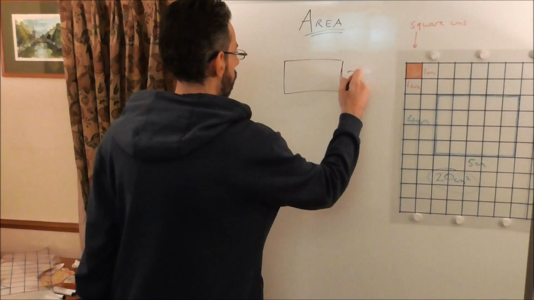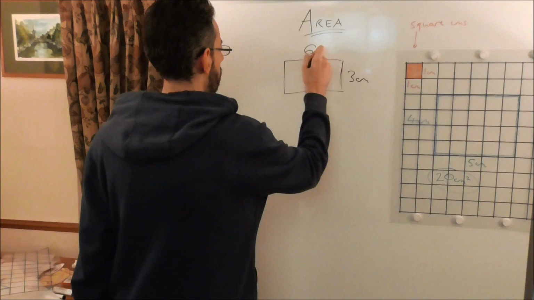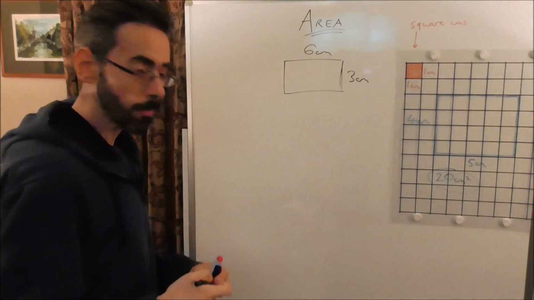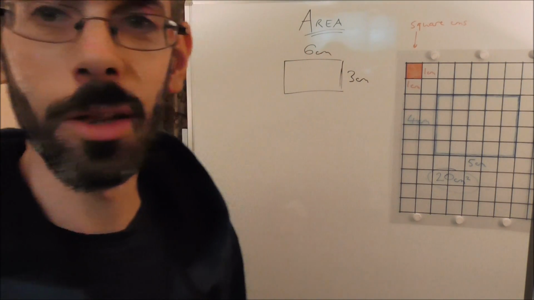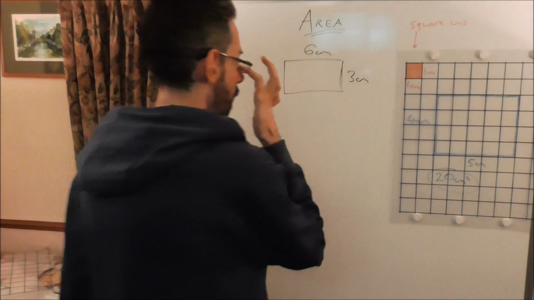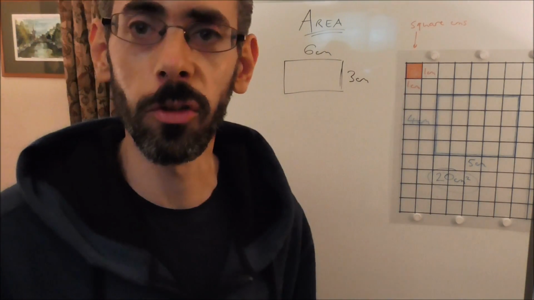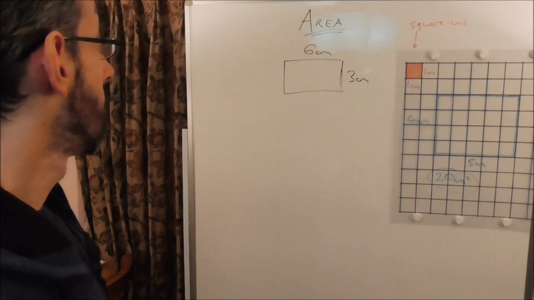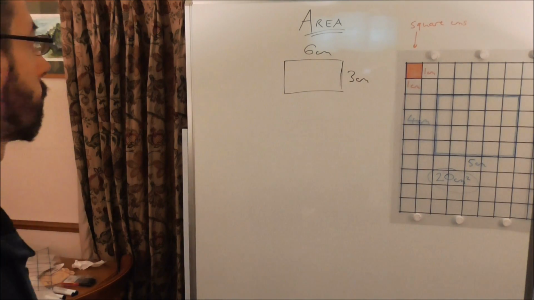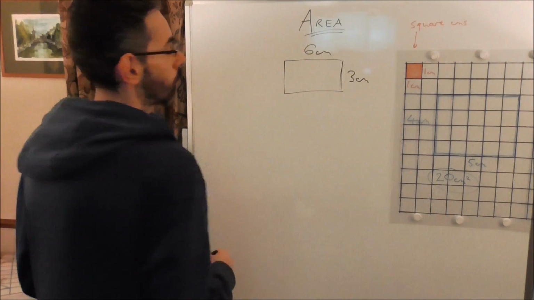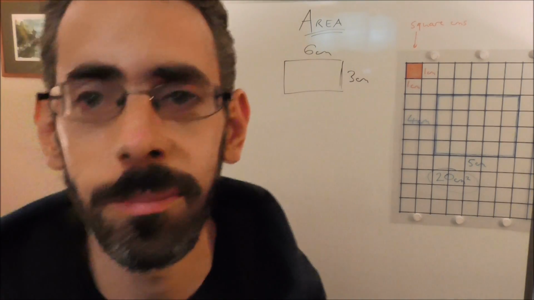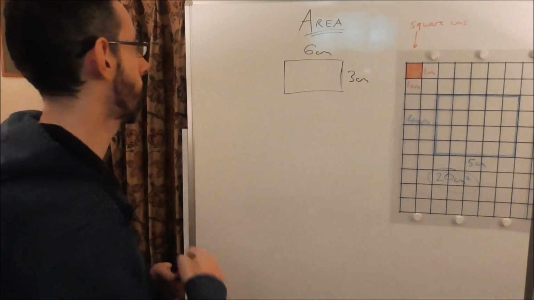So let's say this side is 3 centimetres and this side is 6 centimetres. So what's the area of this rectangle? In other words, if it was drawn on the grid, how many squares would it cover? How many square centimetres would it cover? Well, again, the quick way of finding the area is just to multiply the length and the width together. So 6 times 3 is 18. So the area is 18 square centimetres.